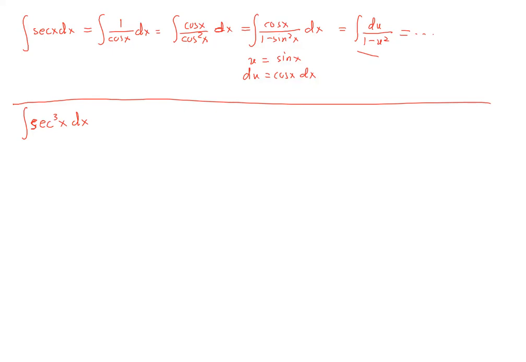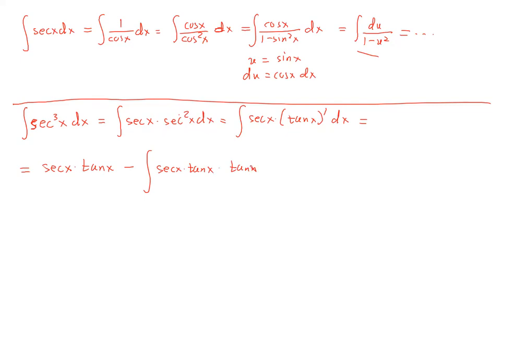And secant to the third of x is kind of interesting because in a case like this, you just go with integration by parts. So you write it as secant x times secant square of x. Now secant square of x is the derivative of tangent, and the moment you have something like this, you know that your integration by parts engine is ready to roll. So you will have secant x times tangent x minus, and now you put the prime on the other component, which will give you secant x times tangent x times tangent x. Secant x times tangent x being the derivative of secant x, of course.